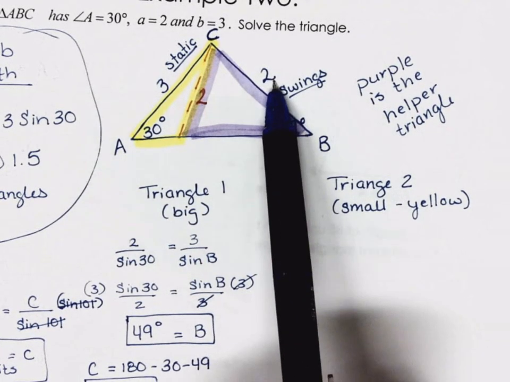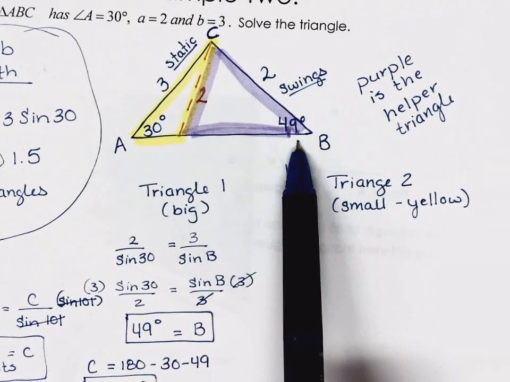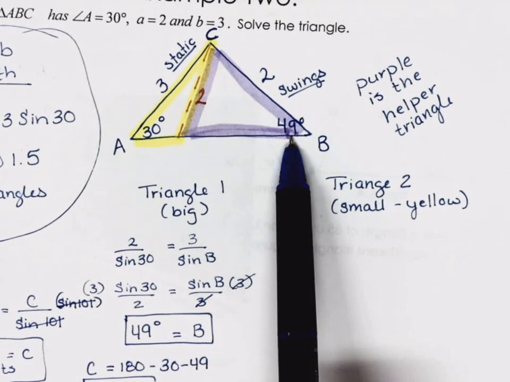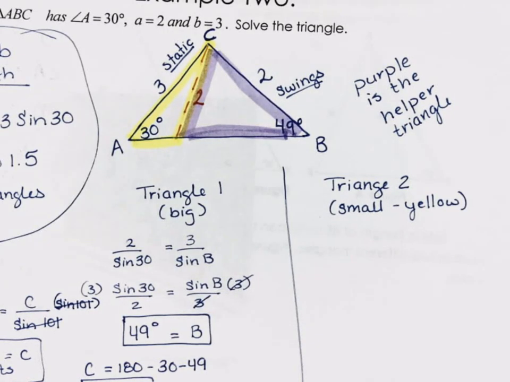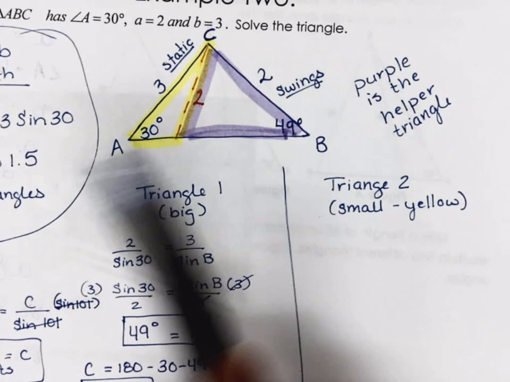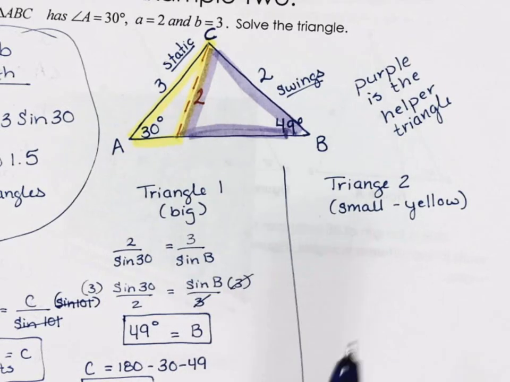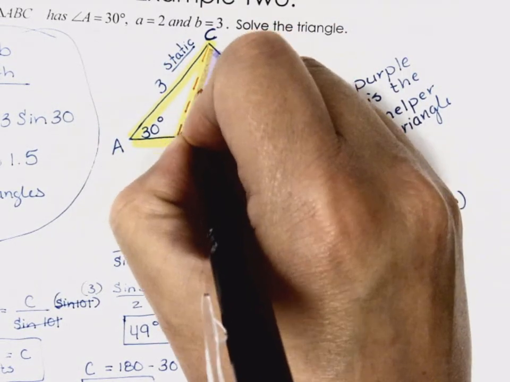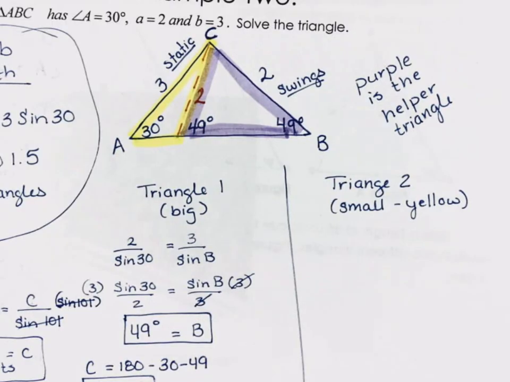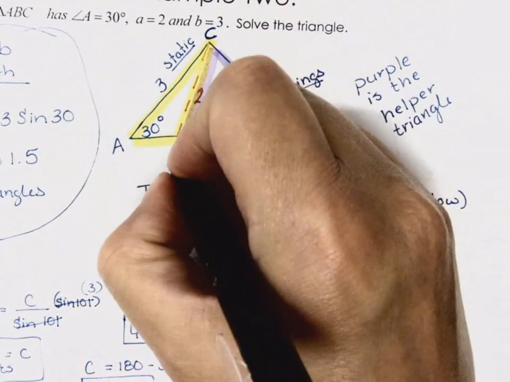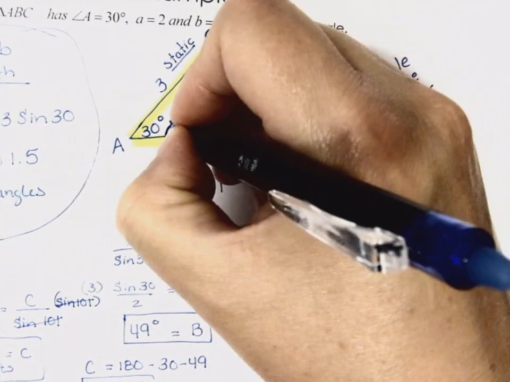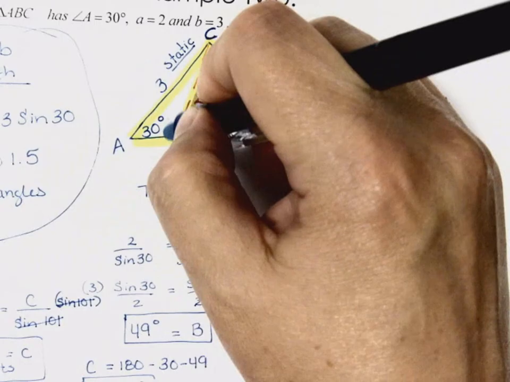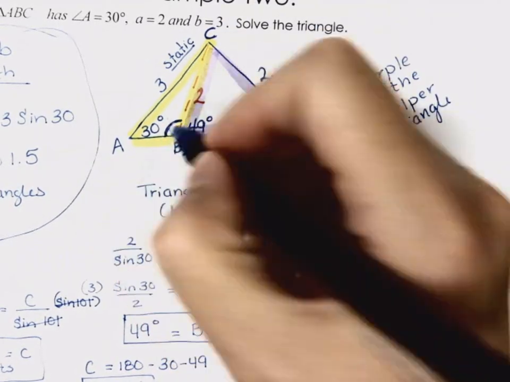So if this side is 2 and this side is 2, and this angle is 49, what's this purple angle down here? What do you know about isosceles triangles? Two sides are the same, therefore two angles are the same. So if this is 49, what's this one? 49. So B2 is this angle inside the yellow triangle.